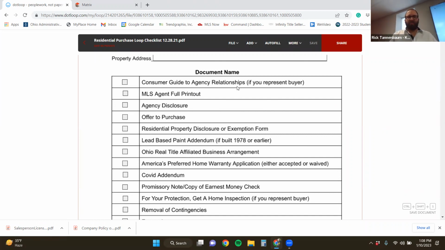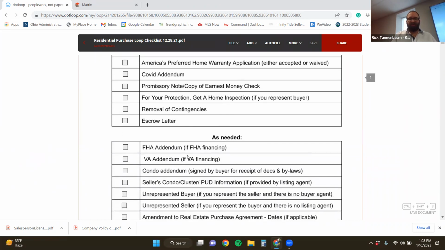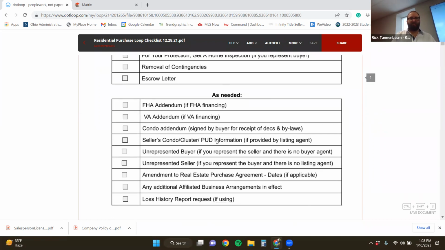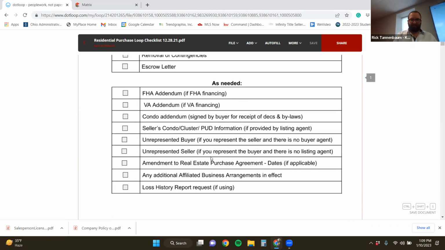So, consumer guide to agency, the MLS printout is going to go through all the required documents. If needed, the FHA financing addendum, VA financing addendum, condo addendums. These are things that wouldn't necessarily be on every single transaction of ours, but if we're doing a condo, we need to have the condo addendum. If your buyer is getting FHA or VA financing, we need that addendum.